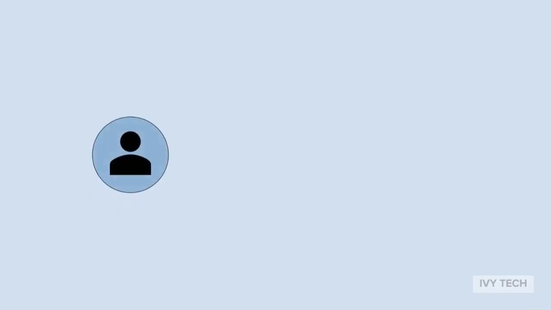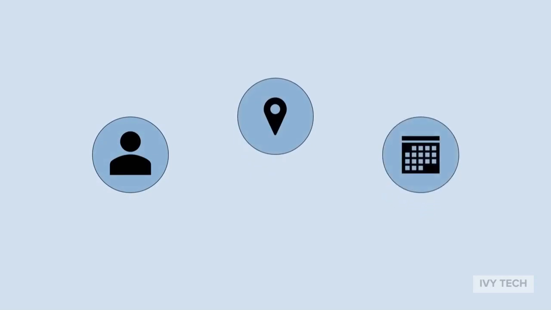While there are a variety of places you can get information, you should always be able to identify who wrote the article, where it was published, and how old the article is.